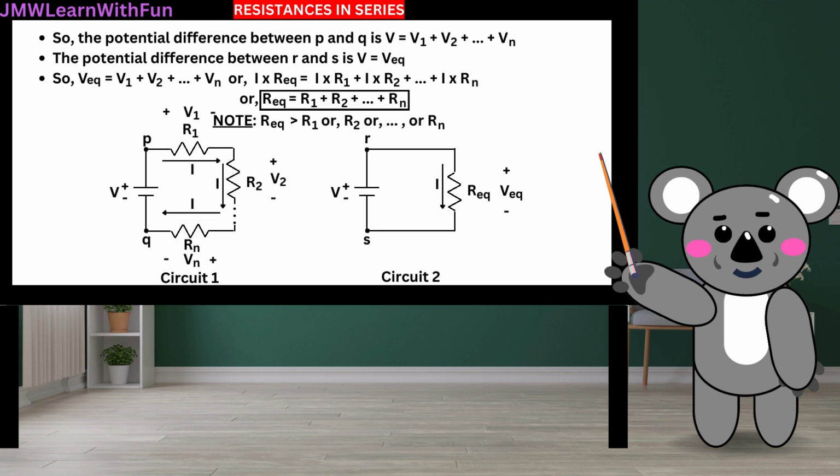So, V, equal to V1 plus V2 plus so on till Vn, or I into Req, equal to I into R1 plus I into R2 plus so on till I into Rn, or Req equal to R1 plus R2 plus so on till Rn. Note, Req is greater than R1, or R2, or so on and so forth till Rn.